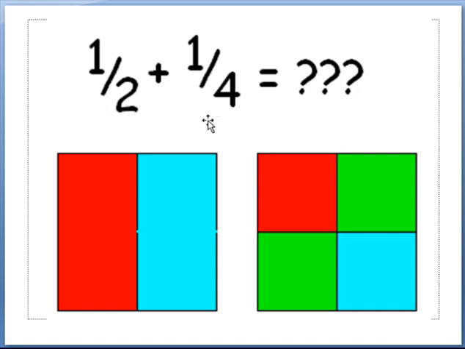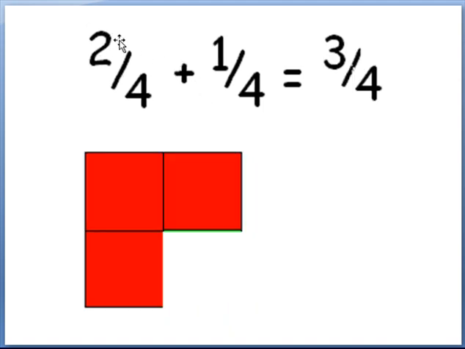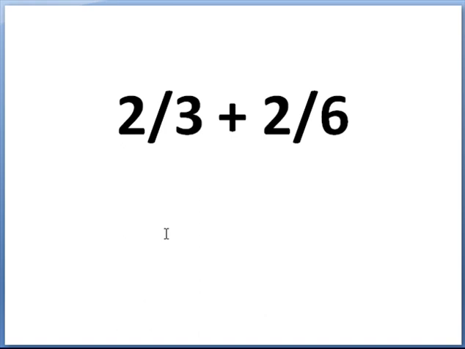The denominators aren't the same. I simply will come in, and I can see that I can cut the 1/2 into 2 pieces, and that would give me 1/4 plus 1/4. And 1/4 plus 1/4 plus 1/4 is 3/4. So you see I have 2/4 plus 1/4 equals 3/4, and there we have a graphic representation of that.